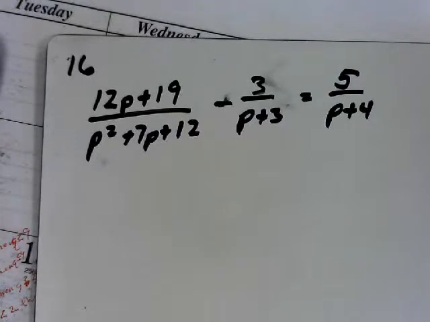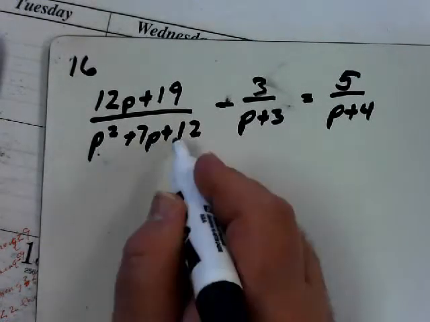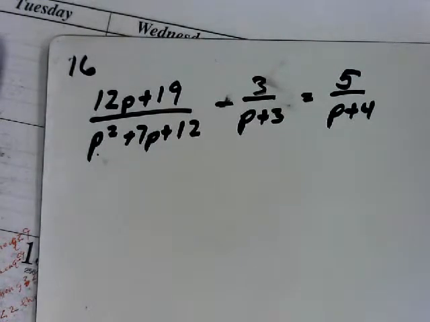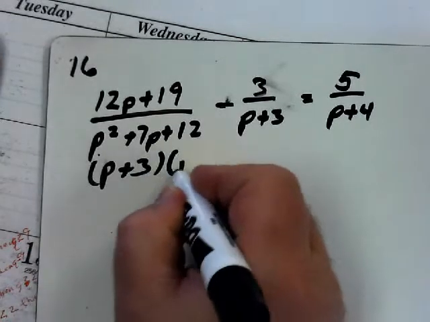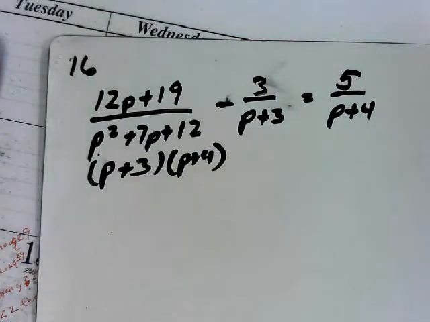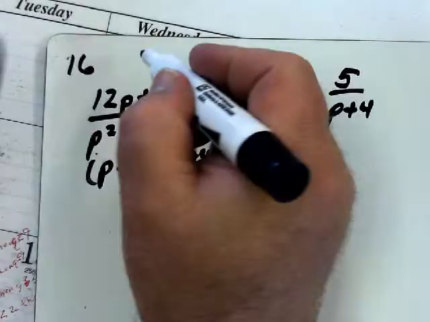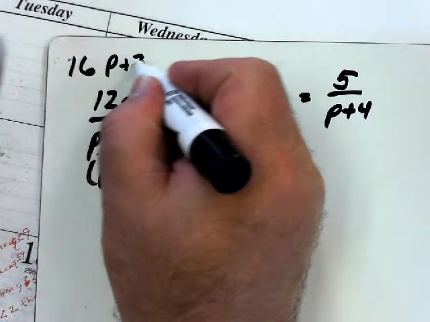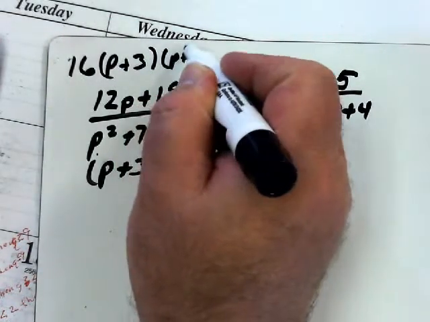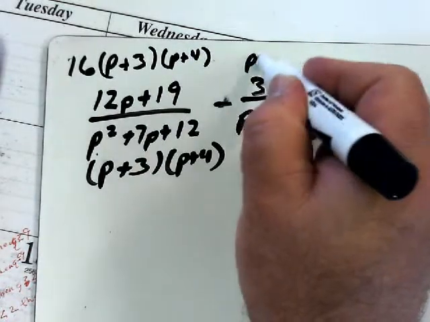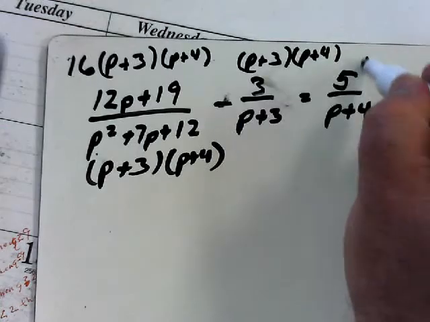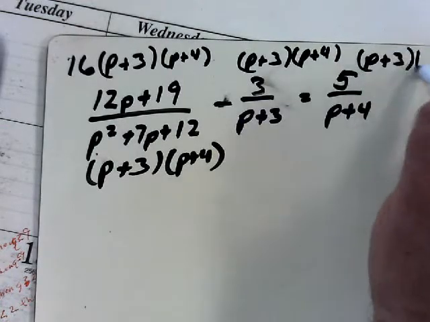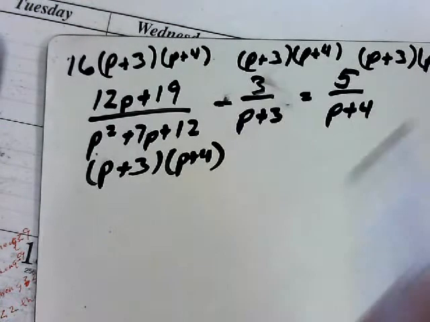Okay, this is problem number 16. Probably the first thing I need to do is factor this, because it's a trinomial quadratic, right? 3 times 4, 3 times 1. So P plus 3, P plus 4 are the denominators.